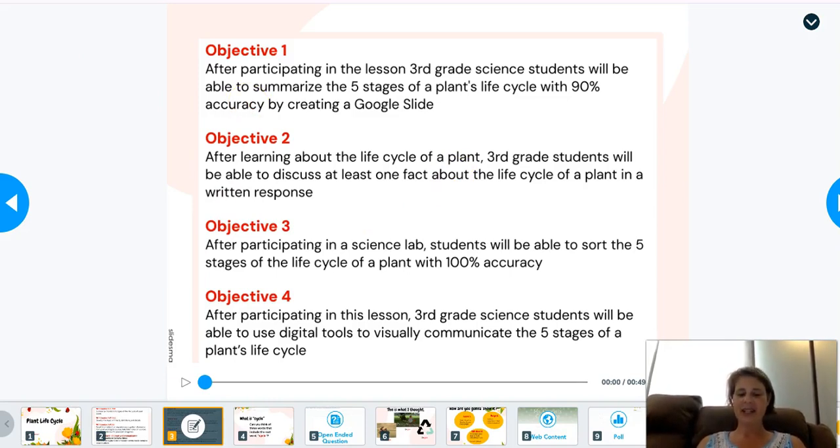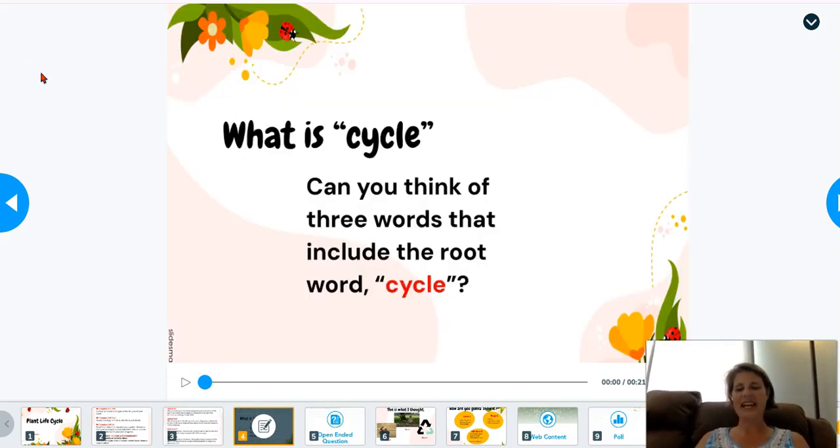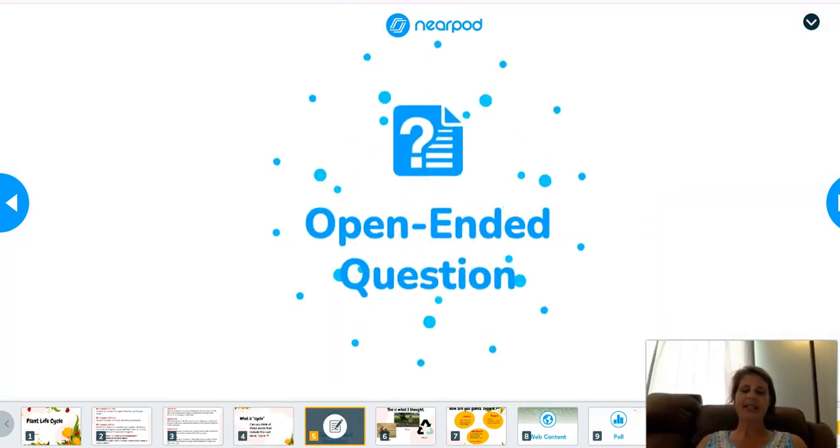My context knowledge of the life cycle of plants is shown with the repetitive nature of this lesson. This slide is the beginning of the hook. I asked the students to call on prior knowledge using the cognitivism learning theory. The students are asked to think of words that contain the root word cycle. The students will give their answers on the next Nearpod slide. Using Nearpod is effective and simple.